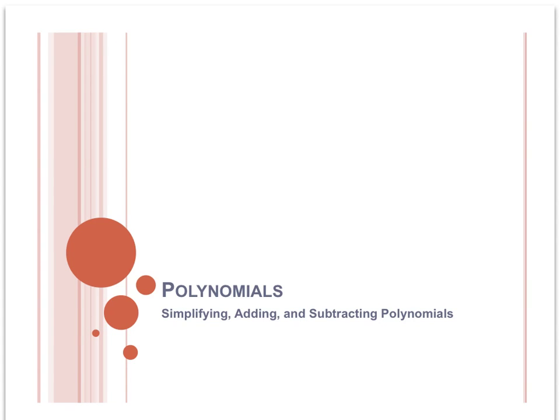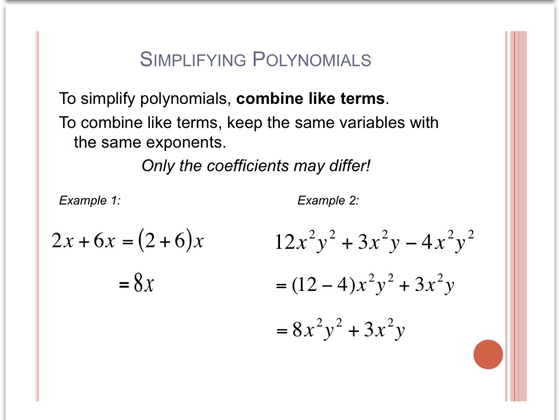In this section, we will look at how to simplify, add, and subtract polynomials. Let's begin by simplifying polynomials. A simplified polynomial is one where all of its like terms have been combined. Remember, when looking for like terms, only the coefficients may differ. So, to combine those like terms, you keep the variables with the same exponents together.